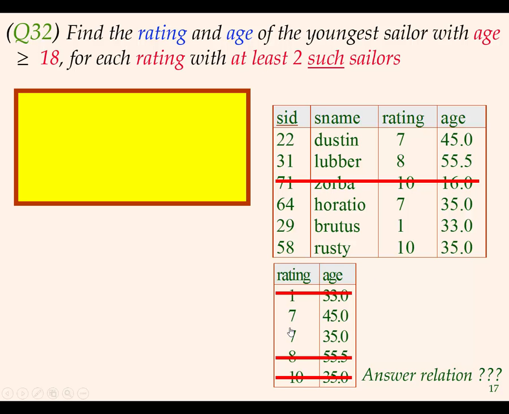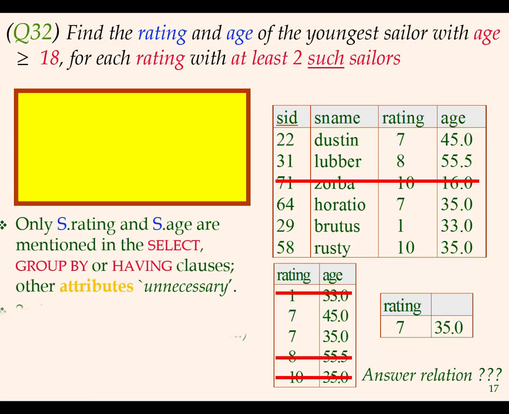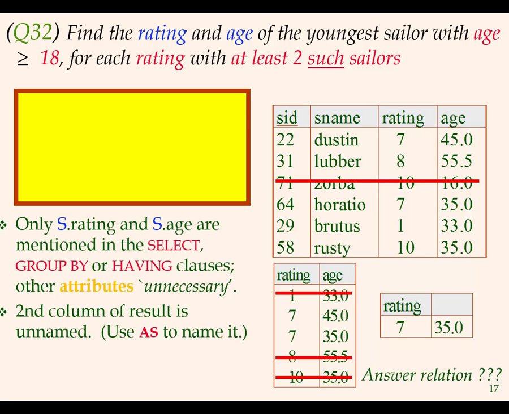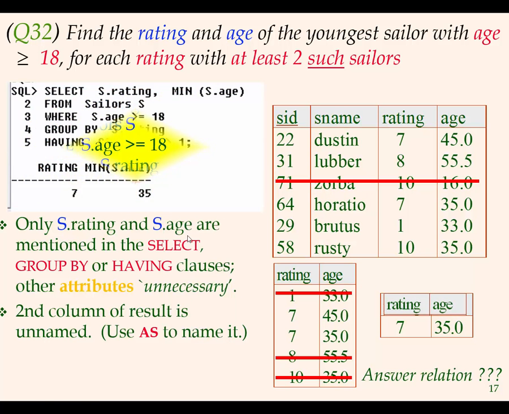And what I'm interested in is the rating and the age of the youngest. So 7 and 35, between the two of them. So this is my output relation. If I were to write SQL for it, here is the SQL using the having, since we did it manually. Okay, so let's look at it.